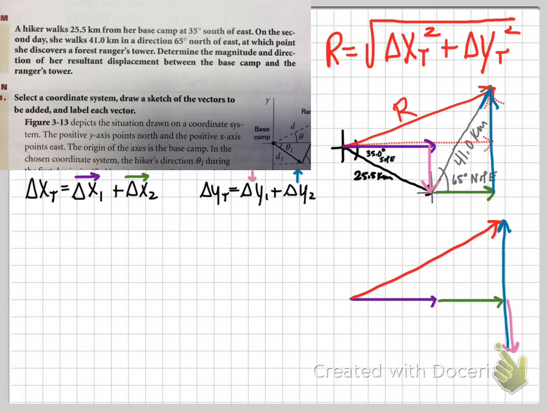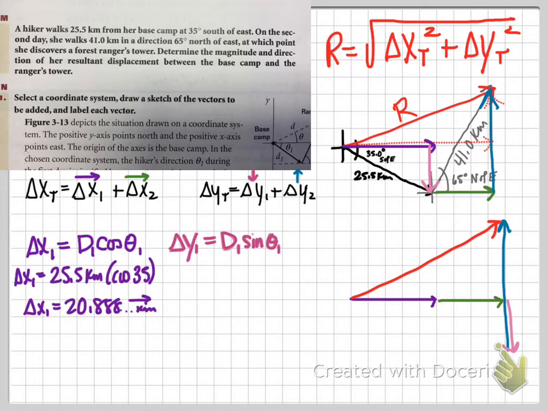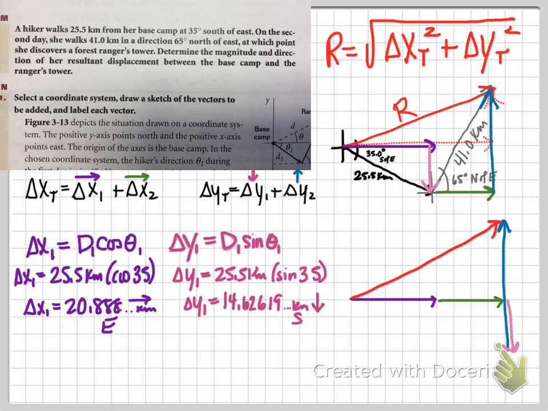Okay, let's get some stuff down on paper in terms of what those component pieces are. Okay, so I've got these set aside. Easy enough to put in numbers. Let's do that real quick. So we have a delta x1 value. Let's get our delta y1 value. Okay, so we've got 20 and change kilometers east, 14.6, etc. kilometers south, and that's our first day of travel, so that's displacement 1.